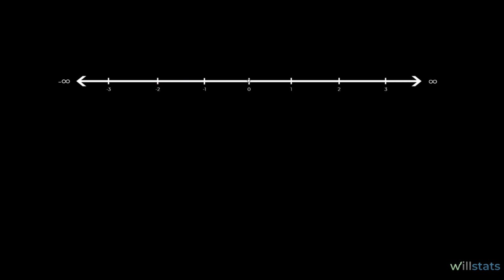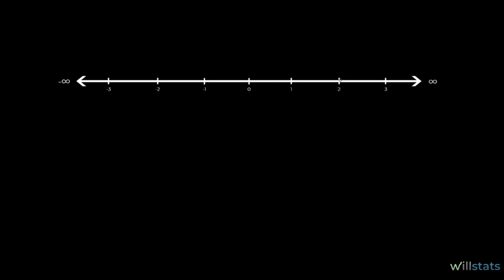Now let's say I have an interval between 0 and 1. But this time I'm not including 1 and I'm not including 0. How would I write that? Well, in interval notation, I would use parentheses instead of brackets. So I would say from 0, comma, to 1. And then I use a parenthesis for 1 as well because it's not included.